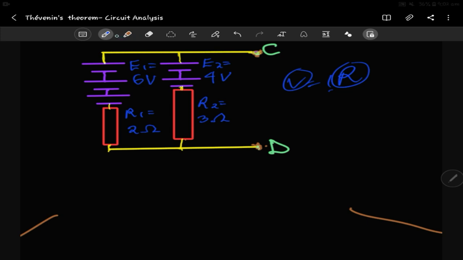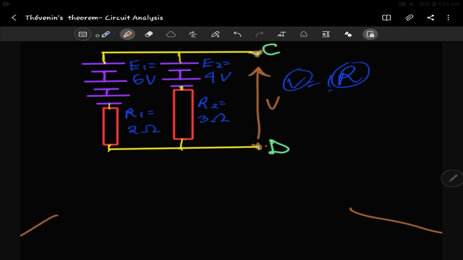Let me do this. When we open circuit like this, we introduce this voltage here, right? At the moment we don't want to put it there, but let me just put it there. I'm not closing the circuit, I'm just introducing it so that we know what we do with it. Okay, so then V and R, which one is easier to find?